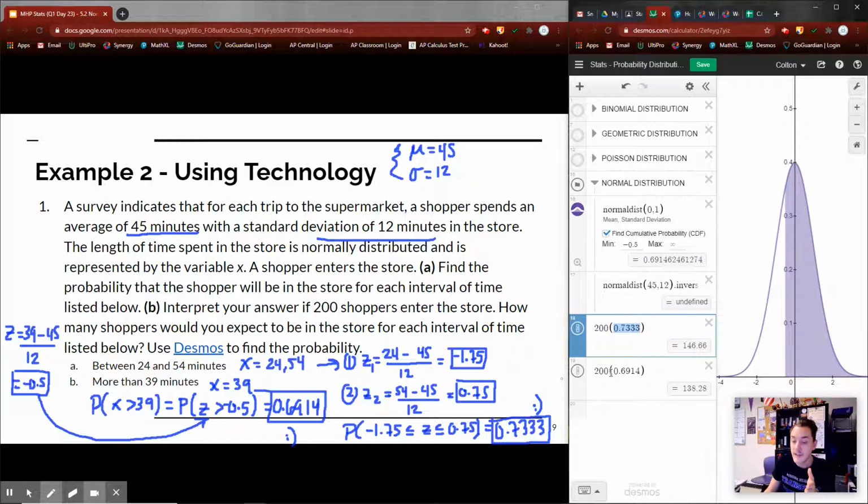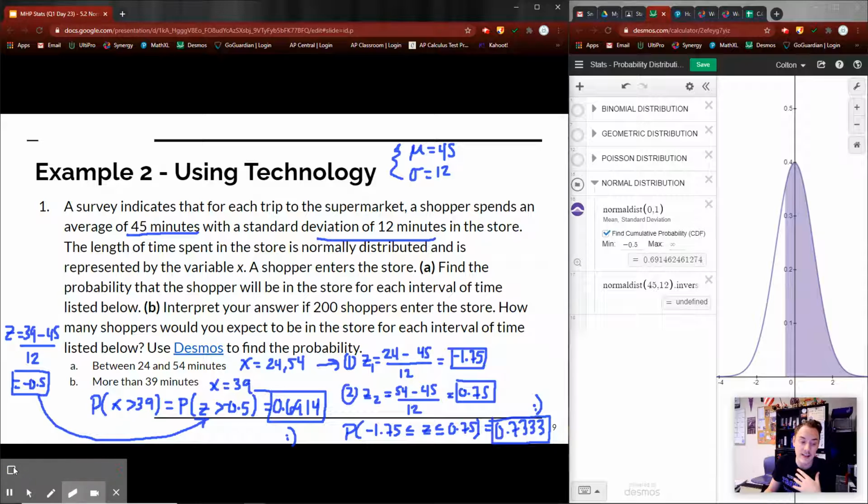Same thing here. If I take 200 shoppers, and this is the probability that a shopper will spend more than 39 minutes in the store, let's just take 200 random shoppers. I should expect to see roughly 138 shoppers in the store who stay more than 39 minutes. Does that make sense? So that's the interpretation. I wanted to actually write it out, but it doesn't matter. Very interesting indeed. I love that.